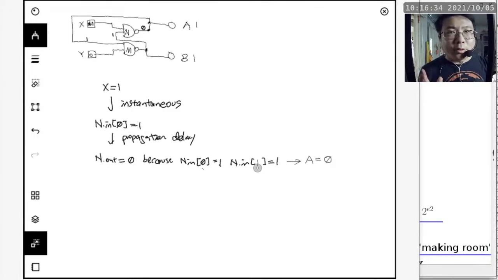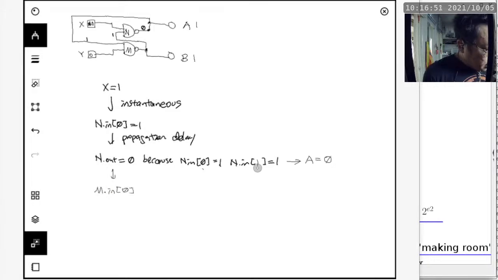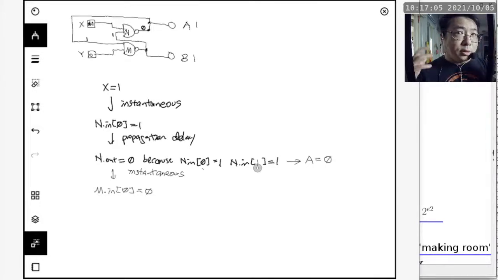What is more important is where is n dot out going? So n dot out is here, and it goes around, and it goes into M, right? So now this goes to M dot in bracket 0. And that is a change because it used to be a 1, now it is a 0. And this one is instantaneous. There we go. This one is instantaneous because it's just a conductor connecting the output of N to the top input pin of M.